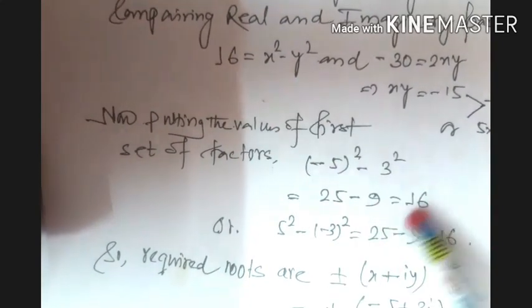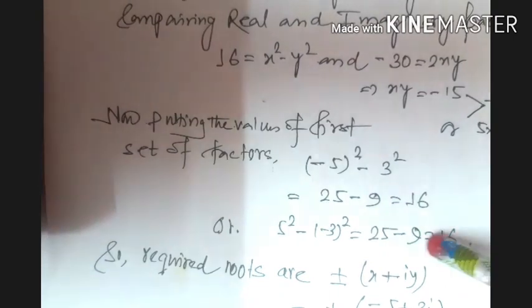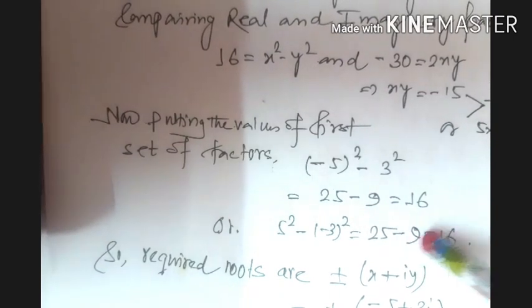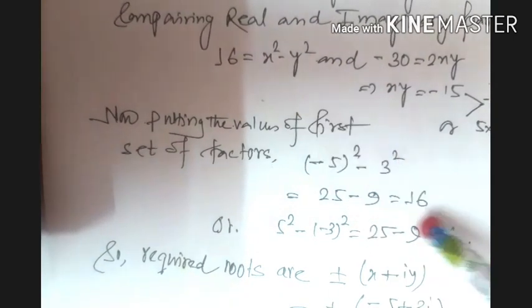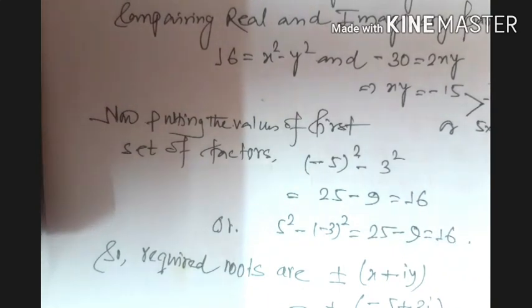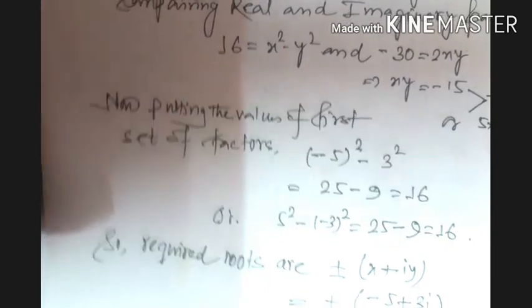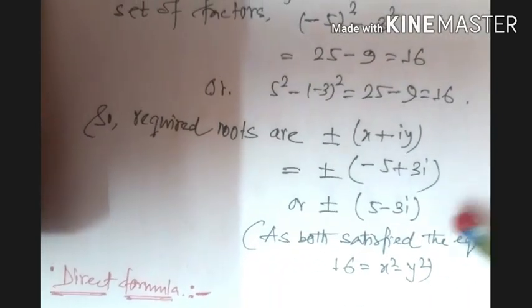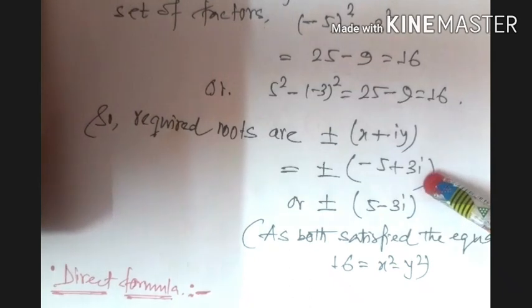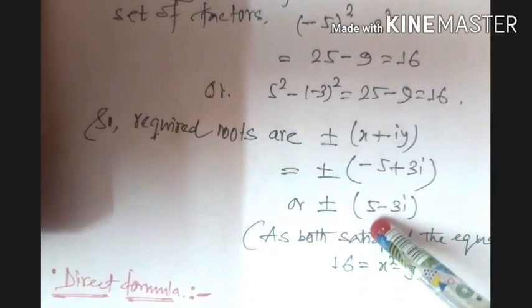So after putting the value we have got 16. So this is satisfied. That means this equation has been satisfied by this first set of factors. So here what is x? x is minus 5 and y is 3. So the square root will be what? Minus 5 plus 3i, or we can say the square root is 5 minus 3i.